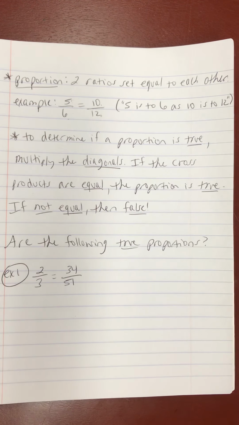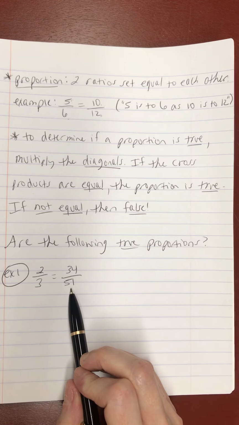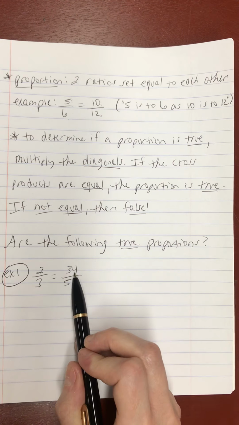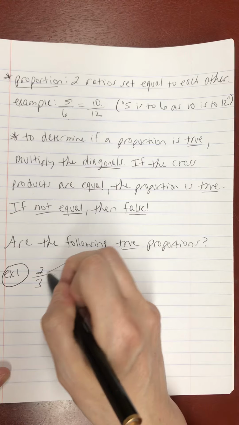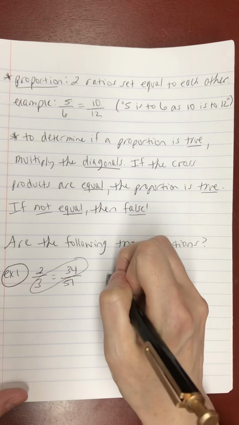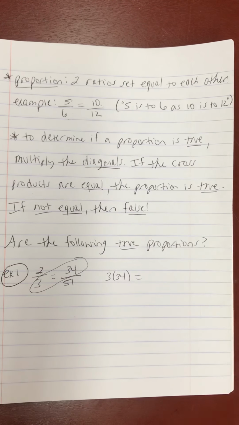What you want to do, either in your head or on the calculator or by hand, however you want to do it, is multiply each diagonal. It doesn't matter which one you start with, by the way. You could do the 2 times the 51 first, or you could do the 3 times the 34. That does not make any difference. So let's just go ahead and do these two first.